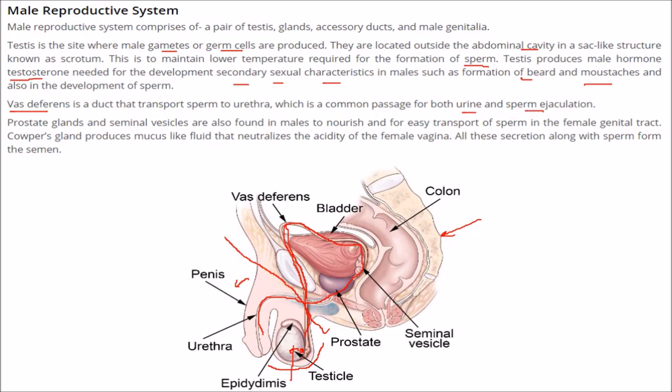The prostate gland, if you see here, this is prostate, and the seminal vesicle, which you see here, these are also found in males in order to nourish and for easy transport of the sperm in the female genital tract. The Cowper's gland produces mucus-like fluid, because the female vagina is acidic. So it produces mucus-like fluid that neutralizes the acidity of the female vagina. All these secretions along with sperm form semen.